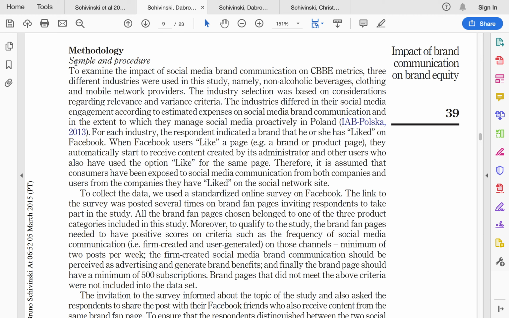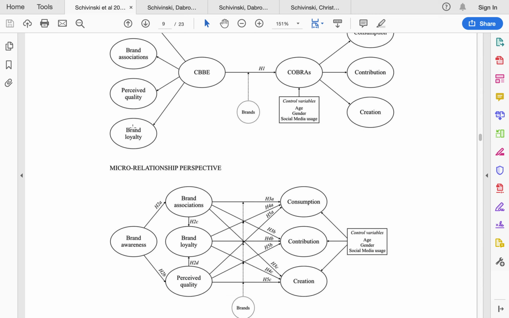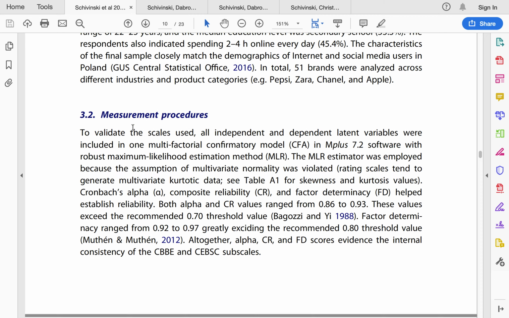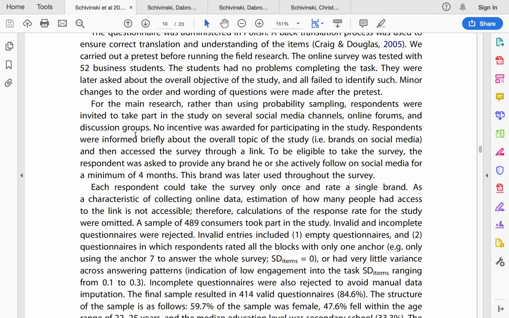So the methods now. Sample and procedure. All the papers are going to be exactly the same, okay? We start with the sampling, and we move on to the procedures, how we collect the data. Let's see in this one.